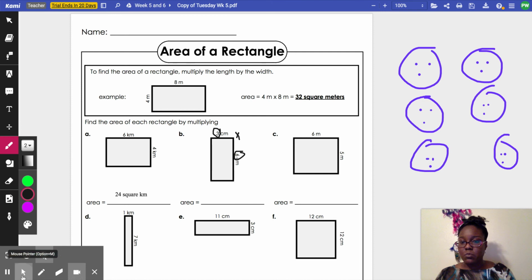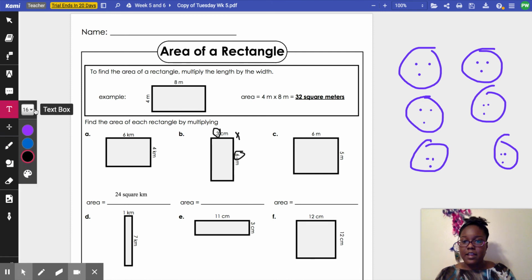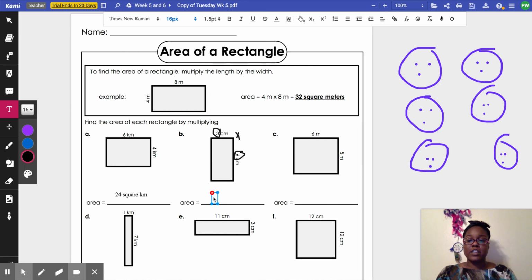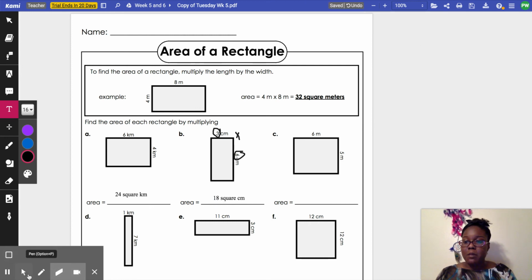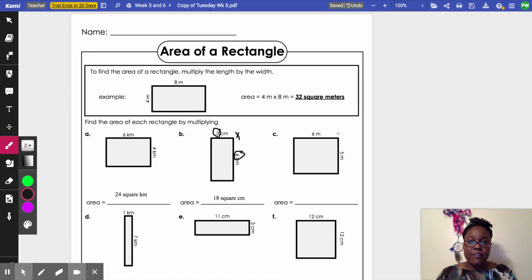So on this one, my answer is 18 square centimeters. Or 18 centimeters squared. Moving on to the next one. We've got 6 and we have 3 as our side. Oh, not 3. We have 5 as our side lengths.